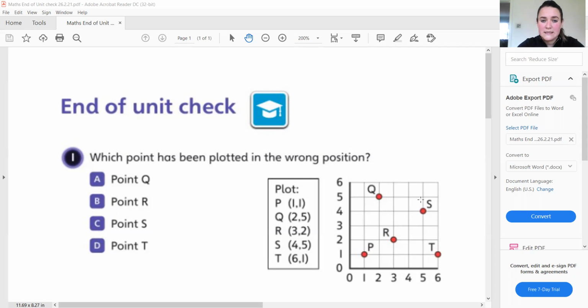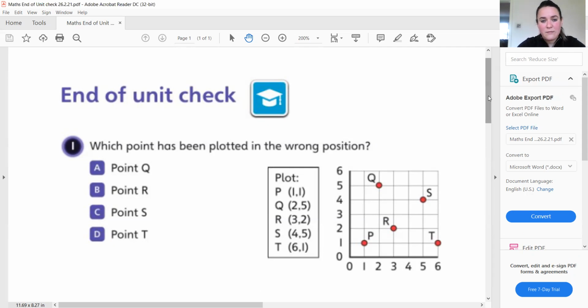So what I'm going to do within this video is just run through each of the questions, talk you through them, and then you're just going to go off and answer all these questions. So we're going to start off with this one. This should be in your packs. Remember, if you haven't collected your pack yet, absolutely fine. This will be on your class story for you to answer.